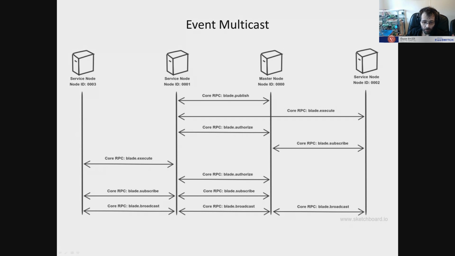And finally, we have a Blade.broadcast, which occurs, and doesn't really matter where it occurs from. The simple fact is that it gets propagated to everywhere, and ultimately service node 2 and service node 3 end up receiving it because of their subscriptions.